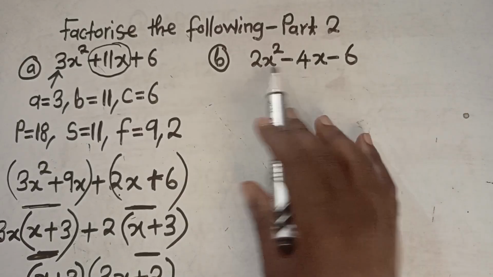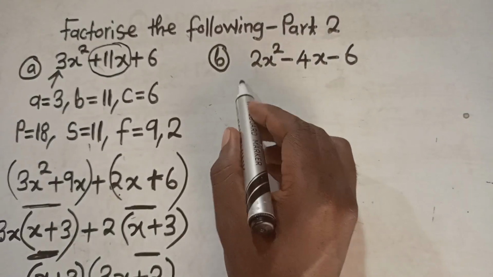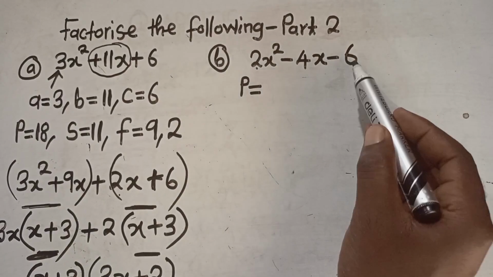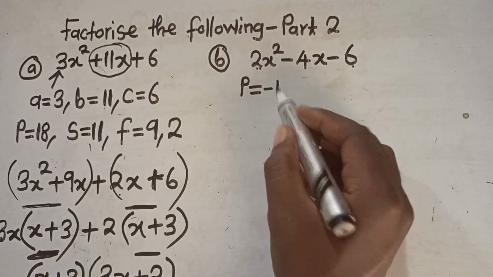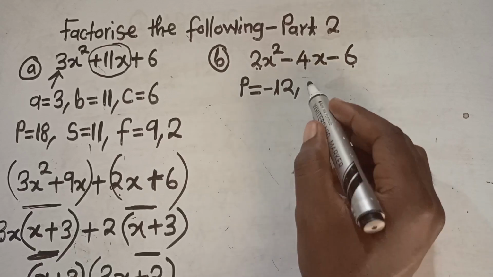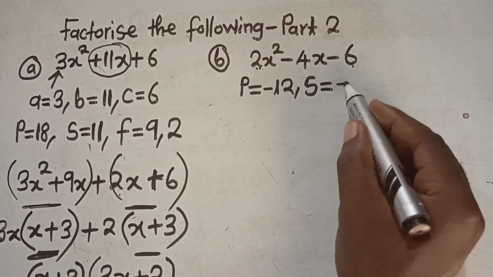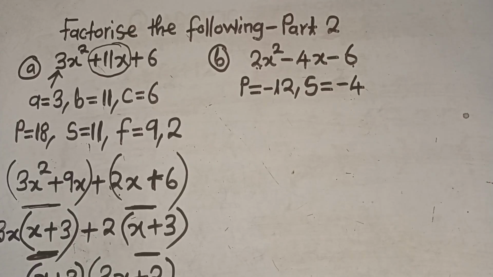How can we answer this other question? We go straight. On this part, I'll just try to go straight. The product, we are multiplying this one times that one. So 2 times -6, we are getting -12. We look for the sum. Which one is the sum here? -4. I will try to go direct. I guess you understand. You know how to find A, B, C. That part is very simple.